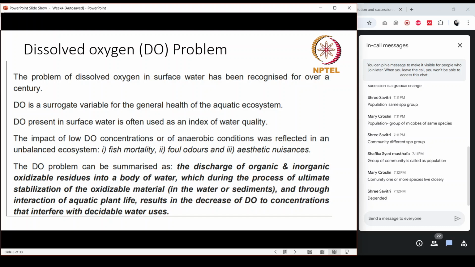But if I am discharging any waste from the fields or from the cattle field, or from any sugarcane industry, when they are discharged into the water body, for degrading them, the bacteria will start consuming oxygen, so it will reduce the oxygen. Okay, so that is the dissolved oxygen problem.